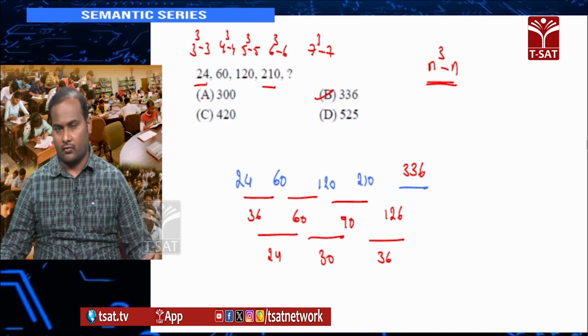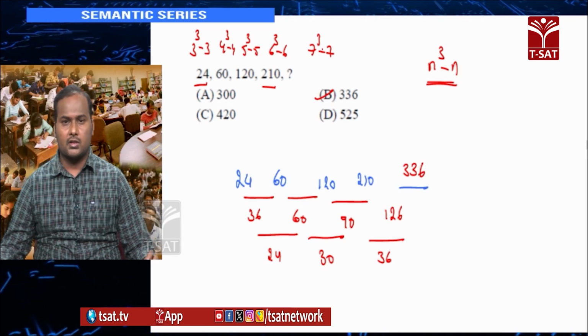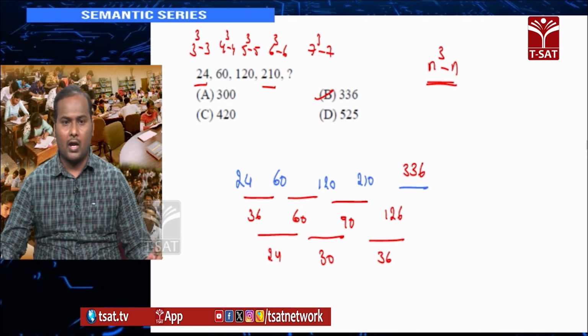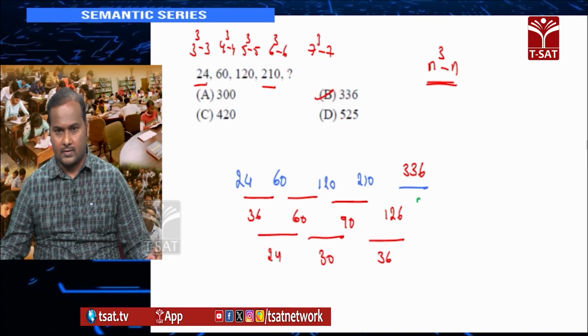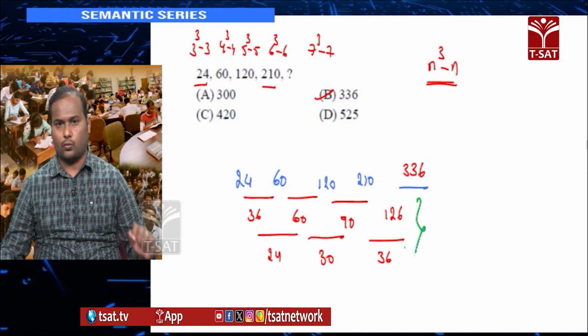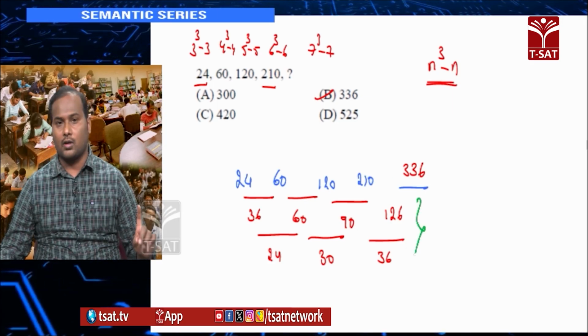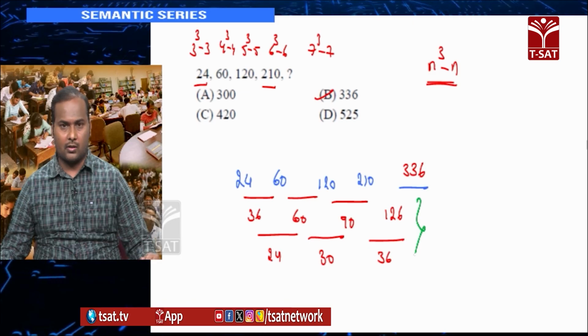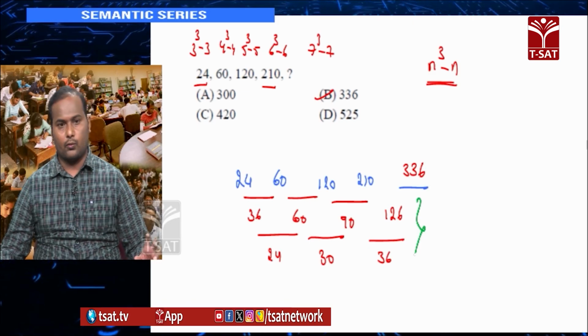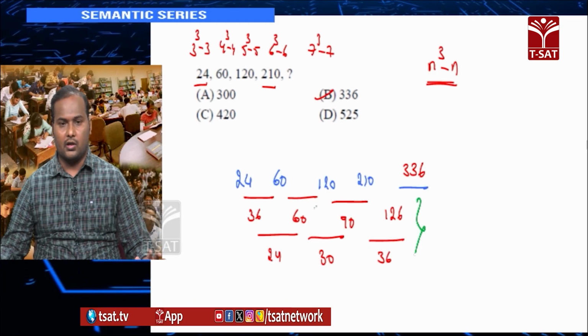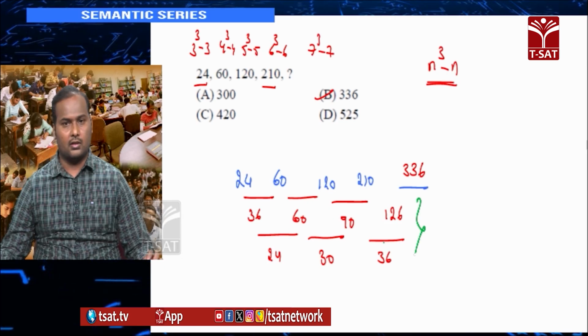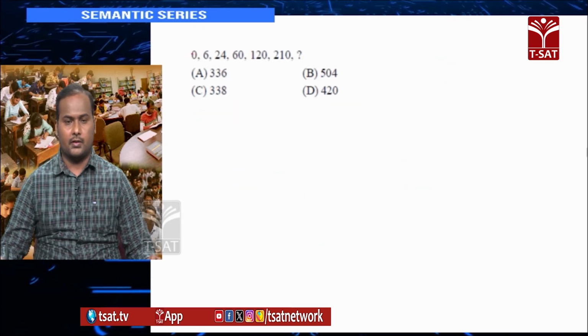So what I can observe from this is, whenever the question is in cube format, you have to take double difference. You have to take difference twice. Whenever the question is in square format, if you take difference one time also, you will get the answer. But whenever the question is in the cube format, you need to take two differences, then you will get the answer easily.